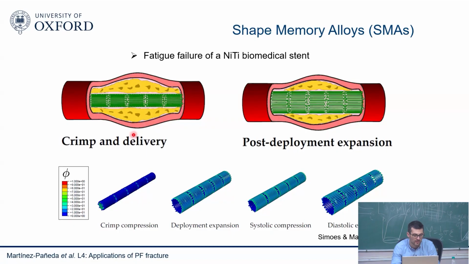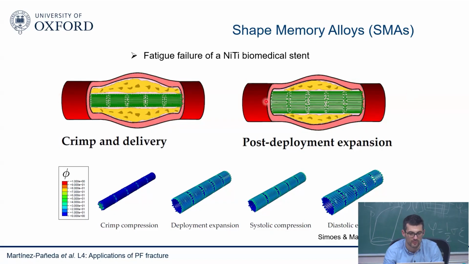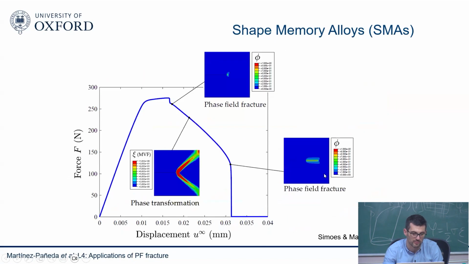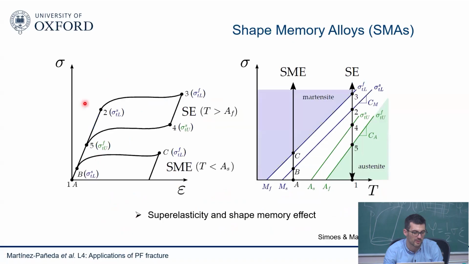So you throw them in, you crimp them, then you deliver and expand them post-deployment, and that way you open up the blood vessel again and enable the blood to flow through. The first step is a compressive step, a crimp compression, then deployment expansion, and then as the blood flows, you get systolic and diastolic compression and expansion. So you want to work with these materials because you don't want irreversible deformations, but you have large strains and you want them to be elastic.